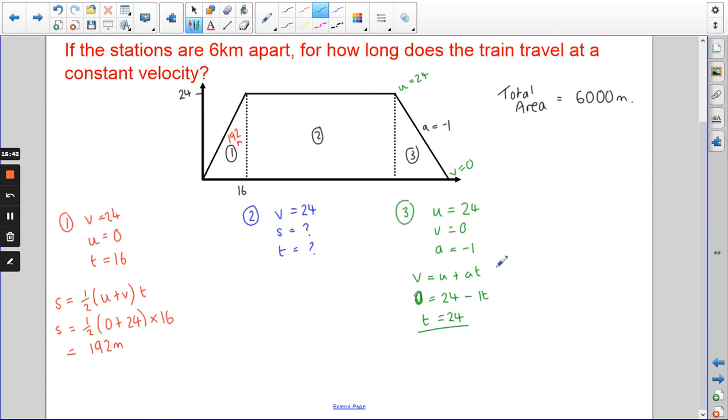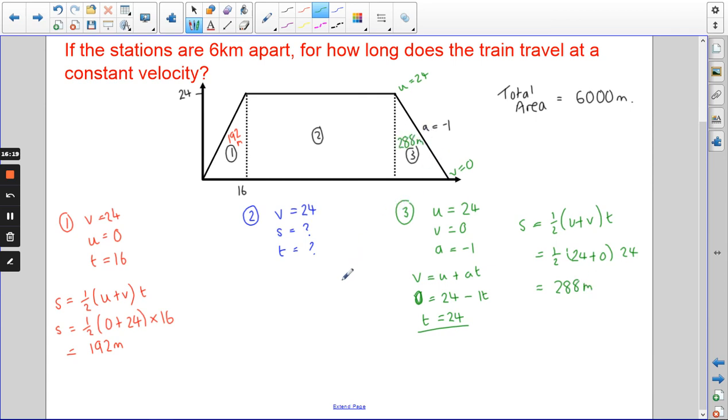Okay, and now I've got t, I can use my s equals half u plus v t equation. You can get s without t if you use v squared equals u squared plus 2as. So that's a half of 24 plus 0, times 24, and 12 times 24 is 288 meters.